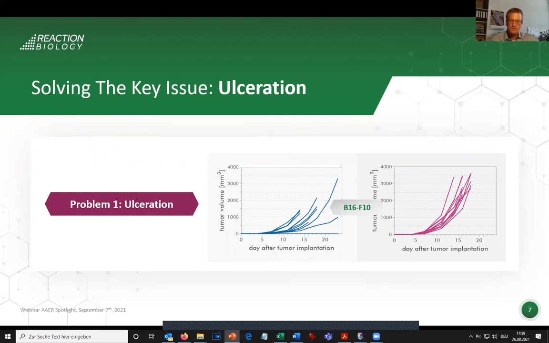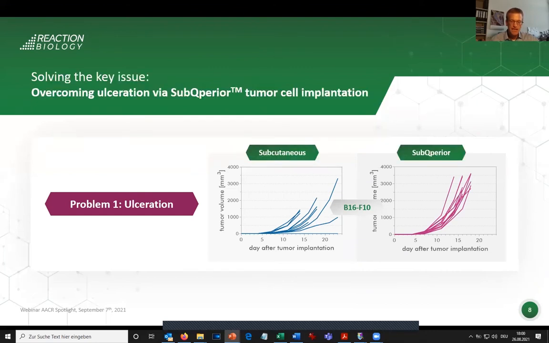Here's the example of the B16 tumor model. In blue, you see the graph that I showed you earlier, with all of these mice dropping out of the study due to ulceration. When we implant the tumor cells into the mammary fat pad, the results are stunningly different. As you can see in the red curve, all tumors grow above 2,000 cubic millimeters and they grow beautifully homogeneous. We named the implantation method SubQperior, since the technique is very similar to subcutaneous implantation, however with superior results.